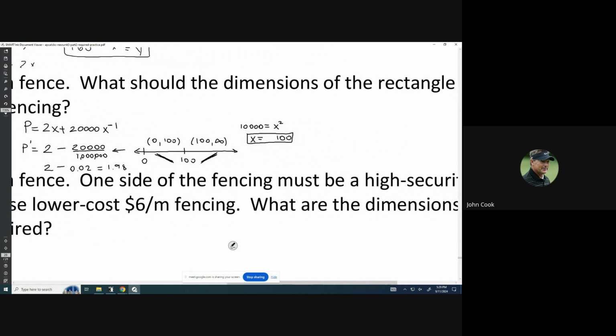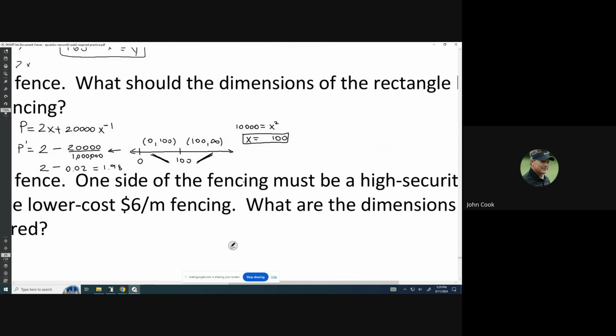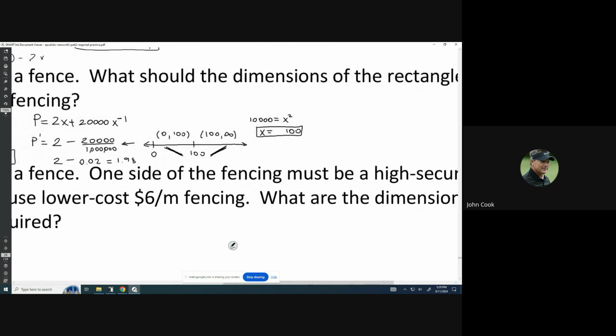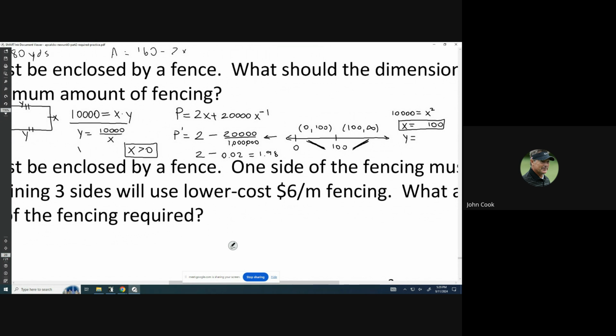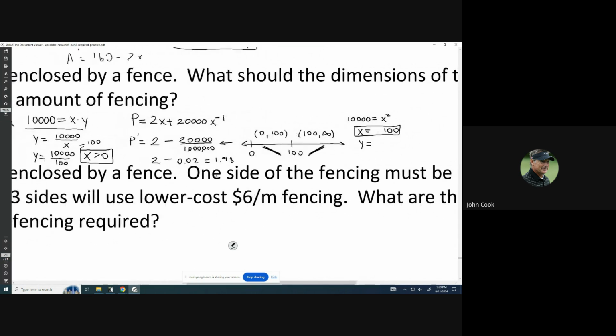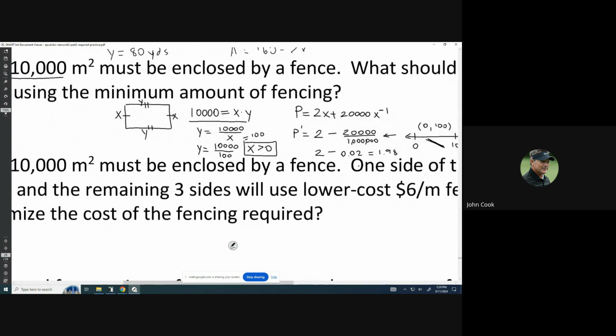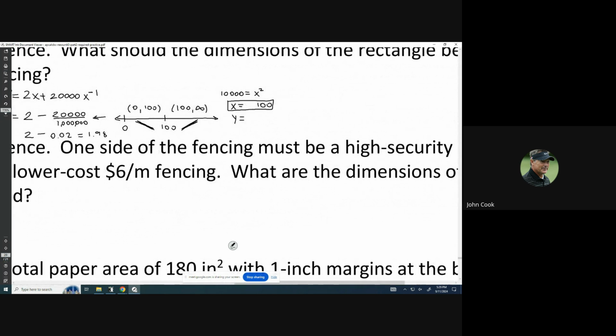So here's what I would say. Well, actually, does it ask us? It says what should the dimensions be? Okay. So one dimension is going to be 100, and then the other one, if I go over to this equation over here, I can find the y value for it. 10,000 divided by 100, that's going to be 100 again. So both of these are going to be 100. And what were the units on it this time? So meters, it looks like. So 100 meters and 100 meters. So it's going to be another square.